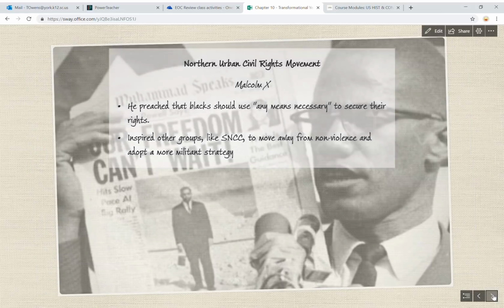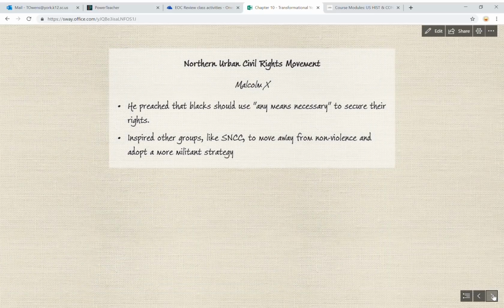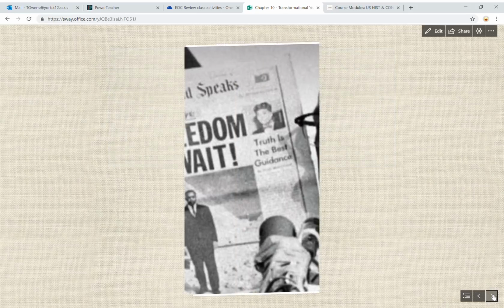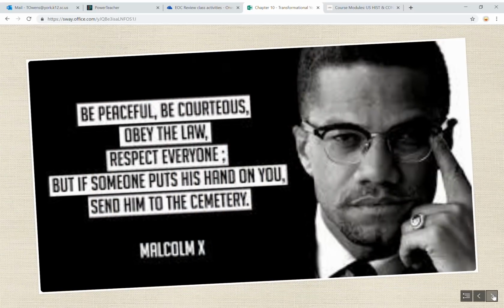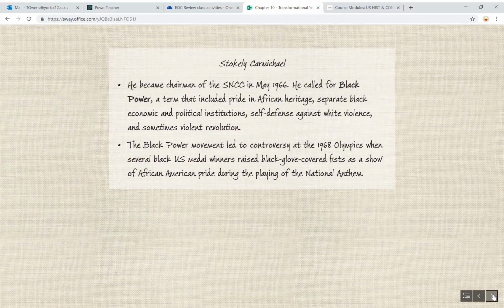This is not Dr. Martin Luther King Jr. This is a very, very different movement. And Malcolm X is going to inspire other groups like SNCC to move away from nonviolence. I mean, nonviolence is in their name, but he's going to kind of inspire them to move away from nonviolence and adopt a much more militant strategy. That said, Malcolm X will be assassinated.